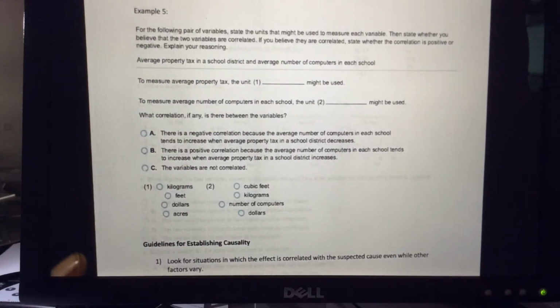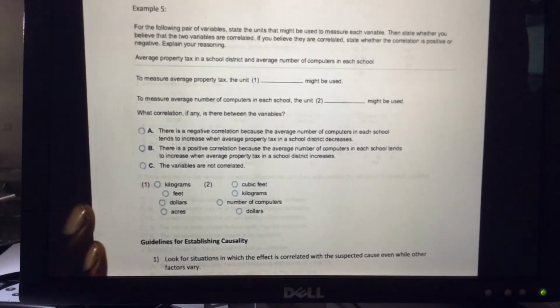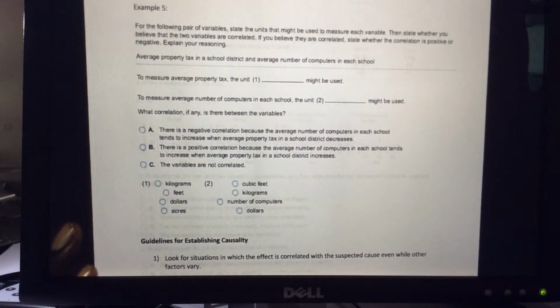Okay, next example of this. Okay, let's say average property tax in a school district and average number of computers in each school. Okay. Here we're going to state the units that might be used to measure each variable, and then state whether we believe that the two variables are correlated. If so, whether it's positive or negative, and explain.